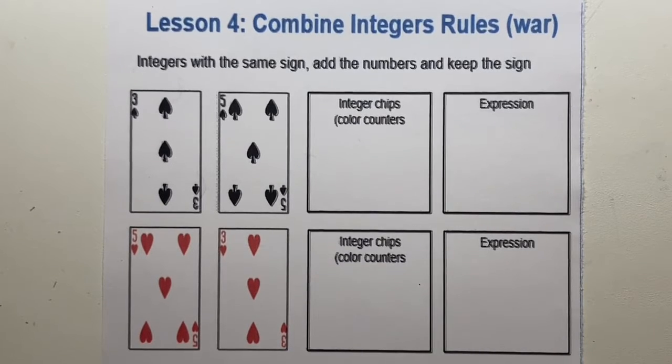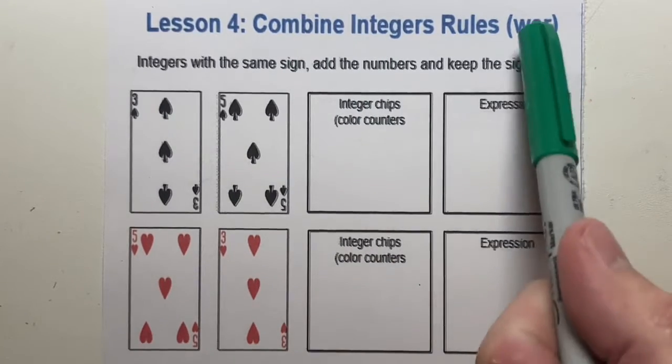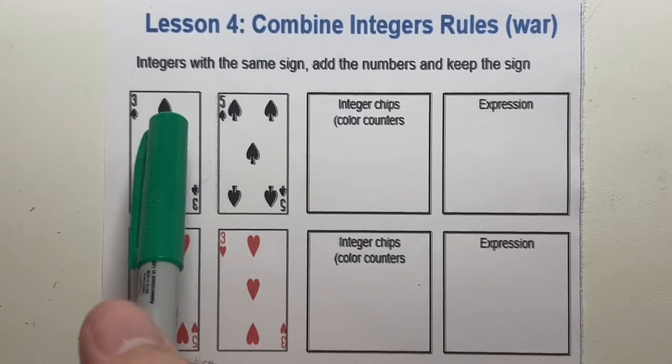This is Mr. Elmhorst with a 6th grade math lesson. This is lesson 4, where we're going to learn the rules for combining integers, and we're going to use the card game of war. So it's a little bit different for the first part.